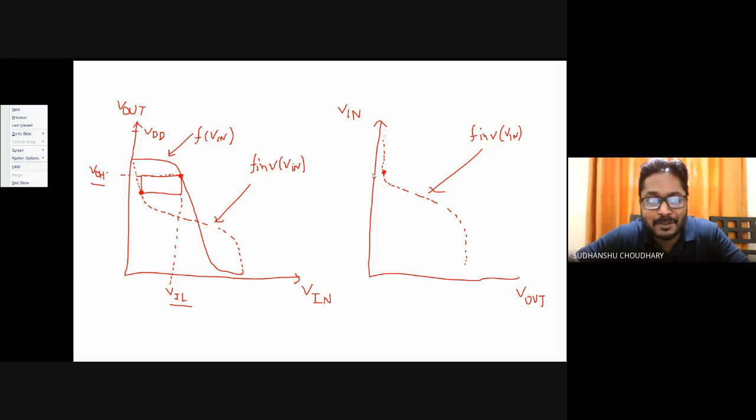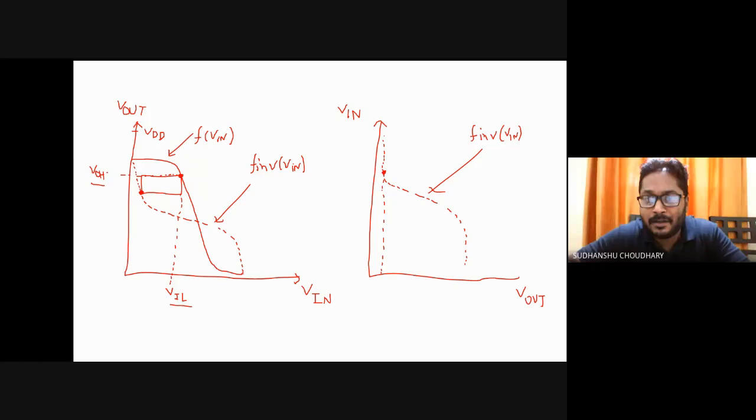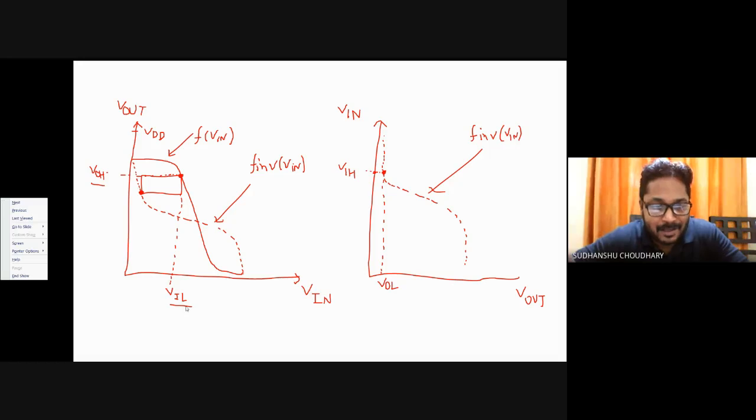Now from this point, you'll again mark the points on the V out and V in axis here. Okay. Now in this case, this point where it cuts becomes your VIH. Okay. And this point becomes VOL. Okay. Now you will also admit that this VIL.